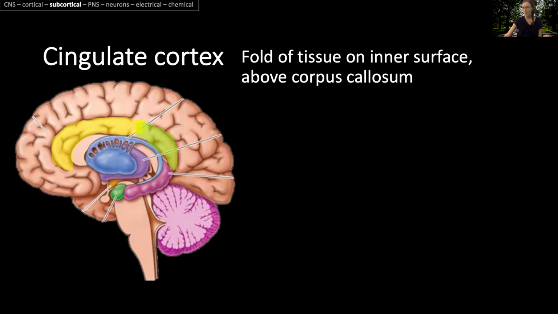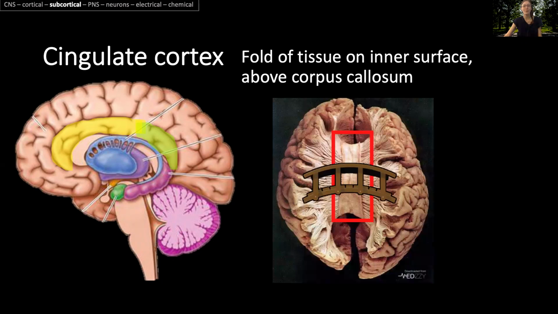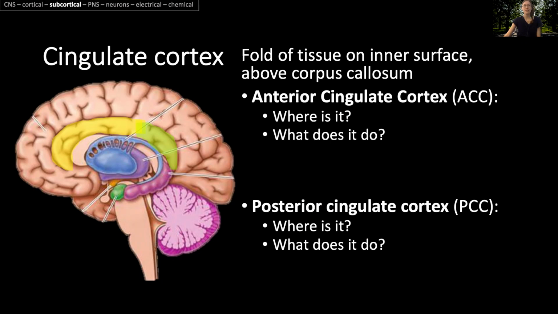Now, take a second, pause the video, and see if you can remember what the corpus callosum does. Cool, hopefully you remembered that the corpus callosum is that fiber bridge that connects the two hemispheres. Now, as you can see here by the coloring, the cingulate could be split into two different parts, an anterior section and a posterior section.